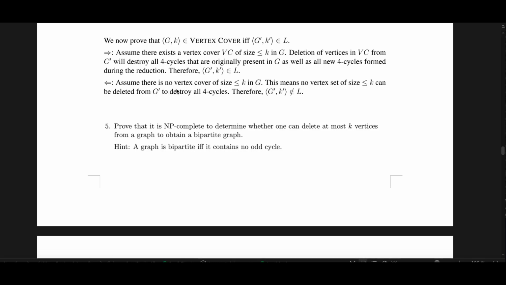Assume there is no vertex cover of size no larger than k in G. This means no vertex set of size no larger than k can be deleted from G+ to destroy all 4-cycles. Therefore, (G+, k+) does not belong to L.